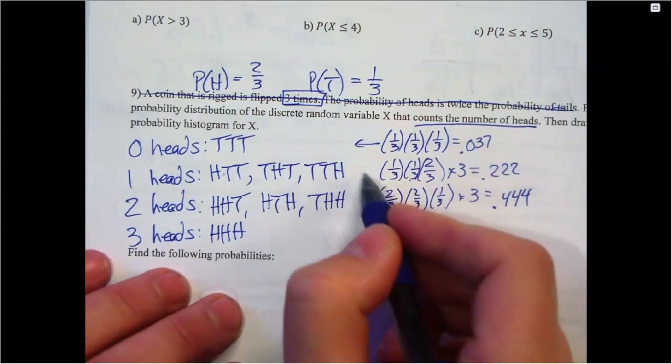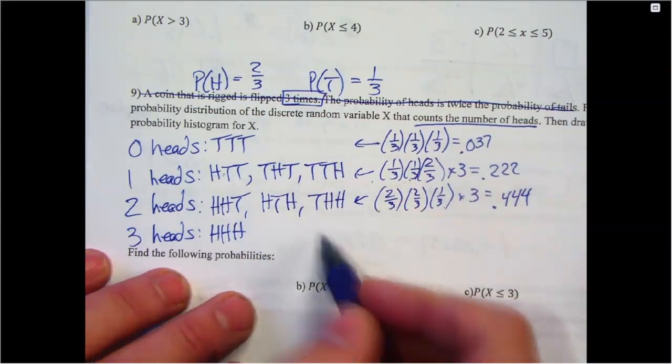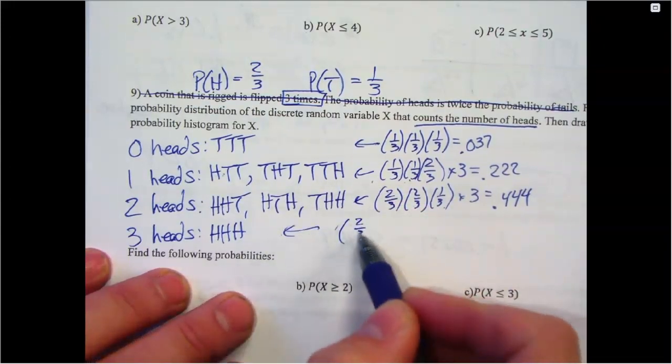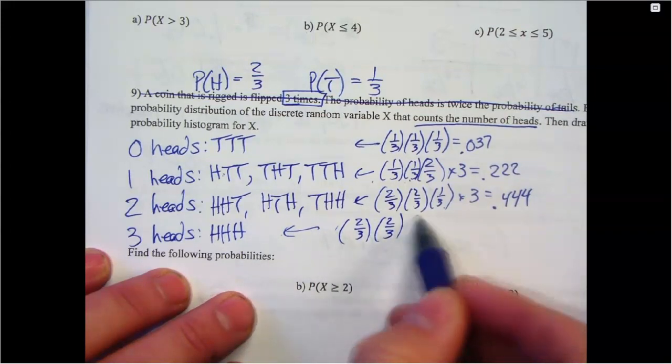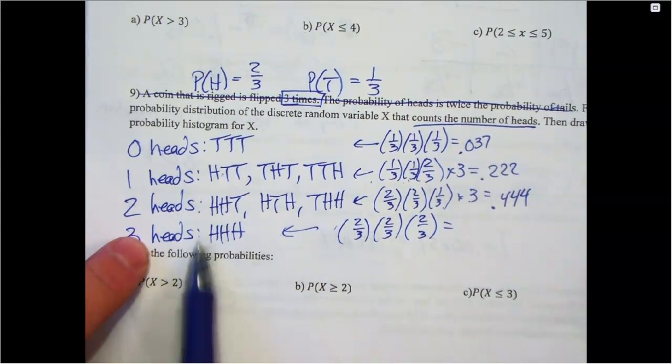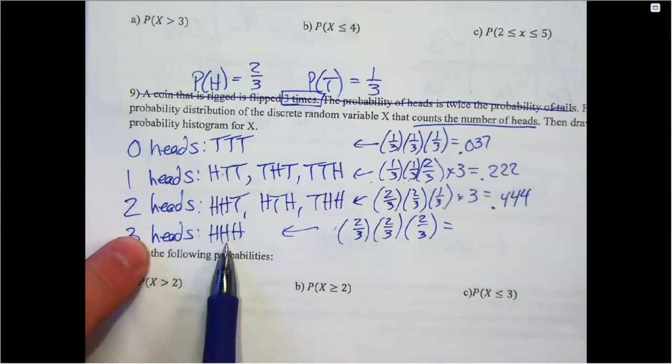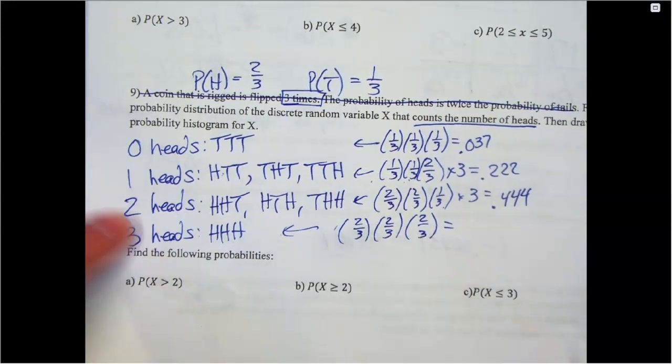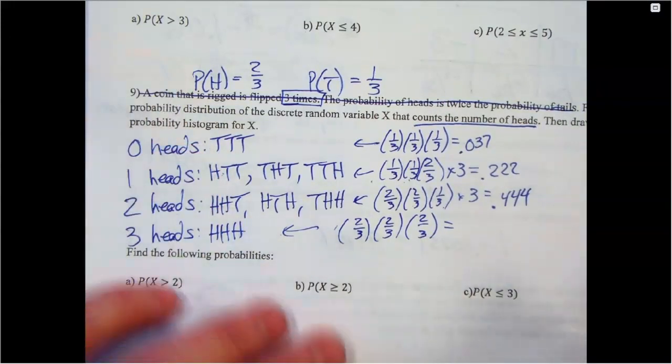So yes. And then heads, heads, heads. Probably is 2/3, 2/3, 2/3. You need 3 of those. And I'm not multiplying it by 3, right? Because there's only one order that can happen. Multiply those. That's 8/27. Decimal, 0.29.